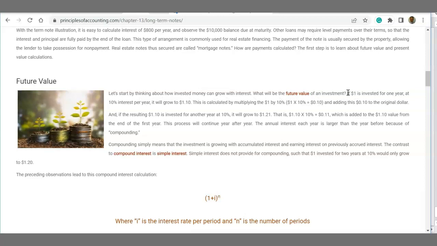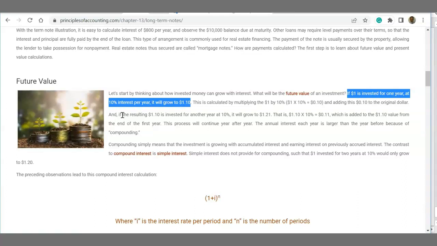So here says if $1 is invested for 1 year at 10% annual interest rate per year, it will grow to $1.10. Agree? 10% of $1. So it will become $1.10. This is calculated by multiplying $1 by 10% and adding this 10 cents to the original amount. So it ends up to be $1.10.